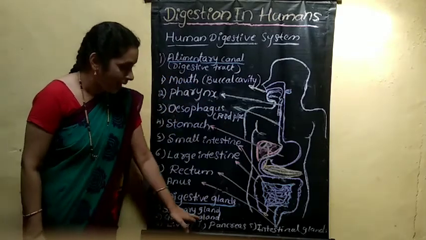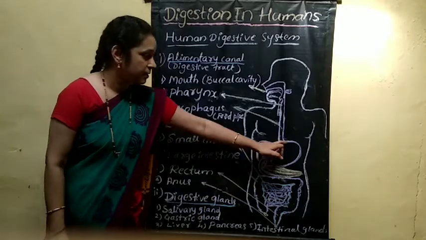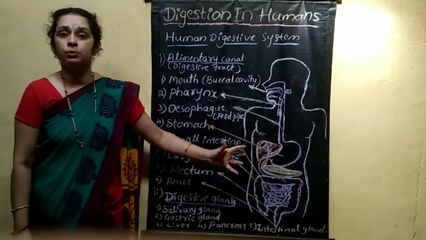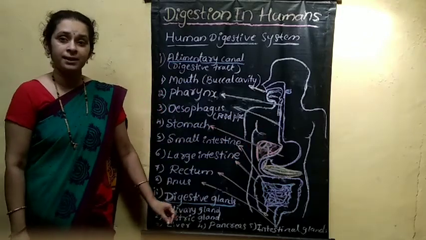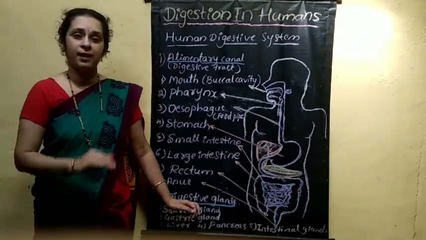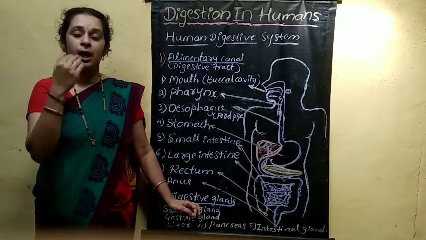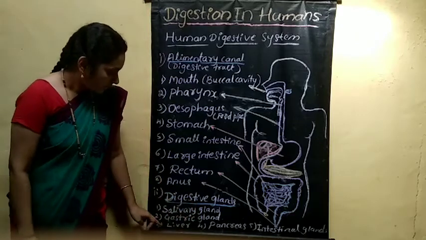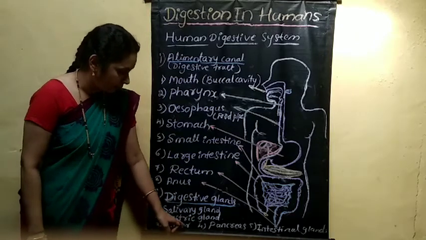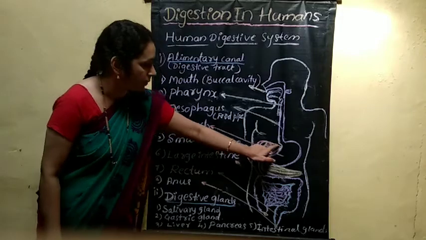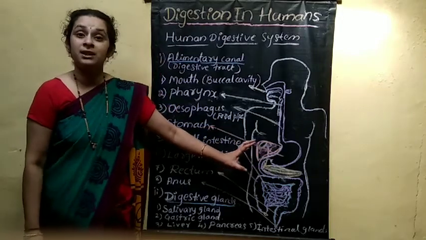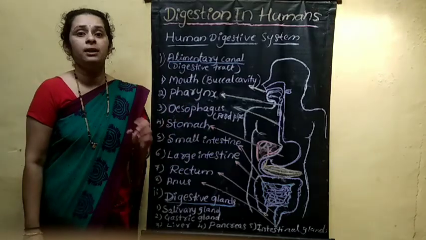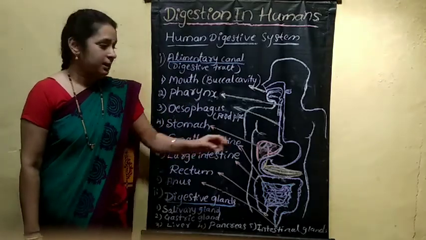Next one is the gastric gland. These are present in the walls of the stomach. They secrete gastric juice. They produce hydrochloric acid and some other chemicals. Next, third one, is the liver. This is the largest gland in the human body. It secretes bile juice. It has the gallbladder.